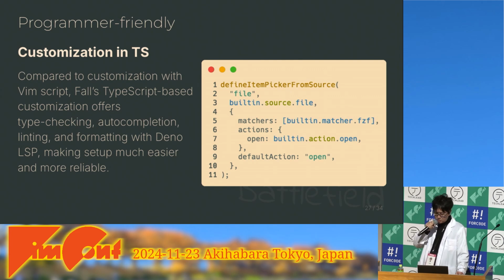In the screenshot, you can see a simple example of customizing Fall. You're just specifying things like source, matchers, and actions, and then defining the picker. Even if you're not a TypeScript expert, I think you'll probably get the hang of it.